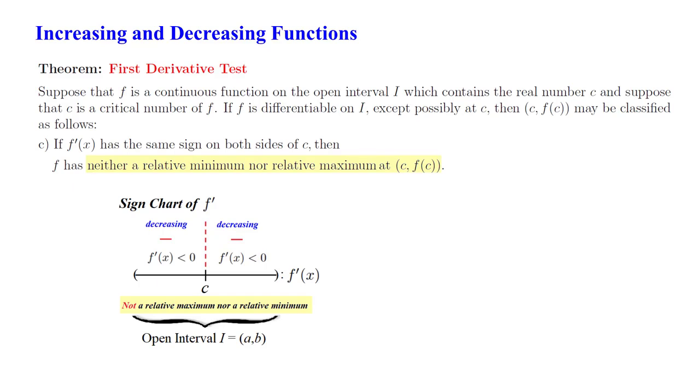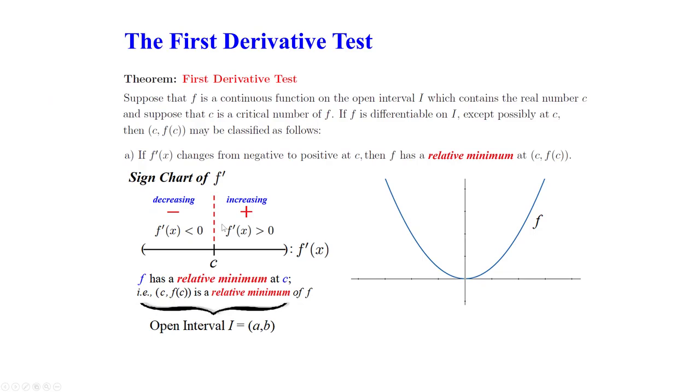I'm going to go through each of these three conditions in turn with a graphical example to illustrate why the signs are important. So this is just the first case that we had on the prior slide. Visually, we have a relative minimum. Think of f of x equal x squared. It's decreasing on the left, increasing on the right. That produces a relative minimum, and that's what this is saying.